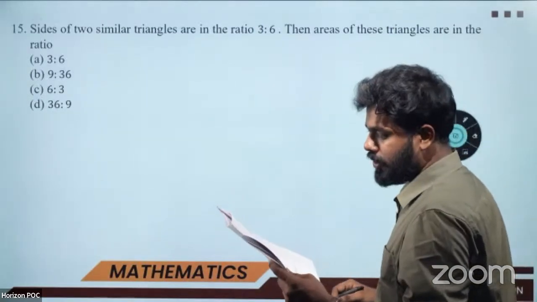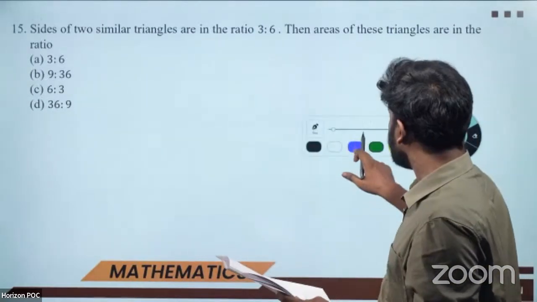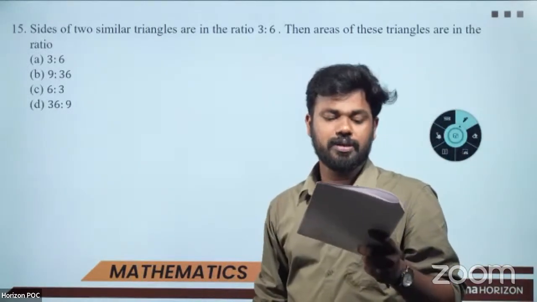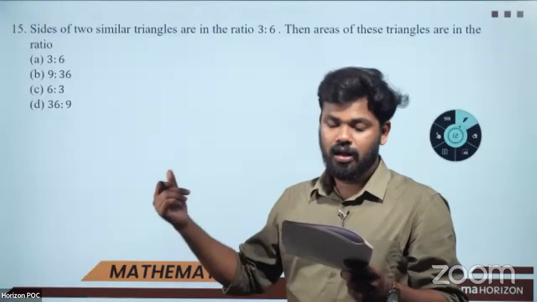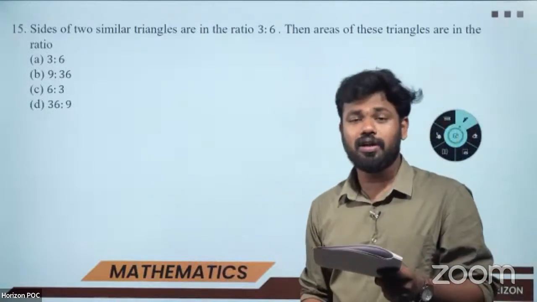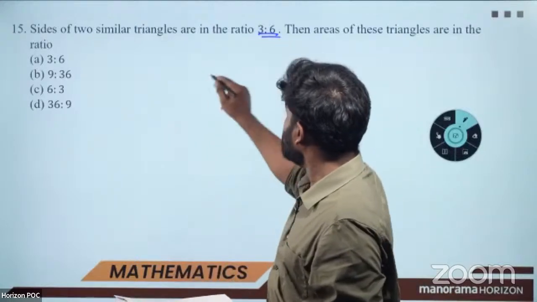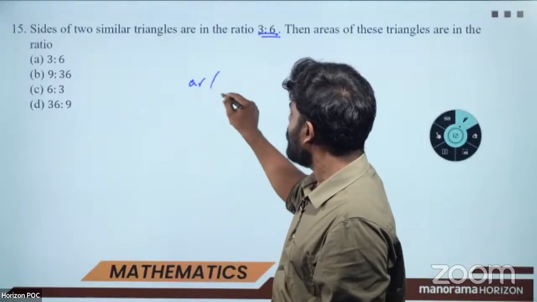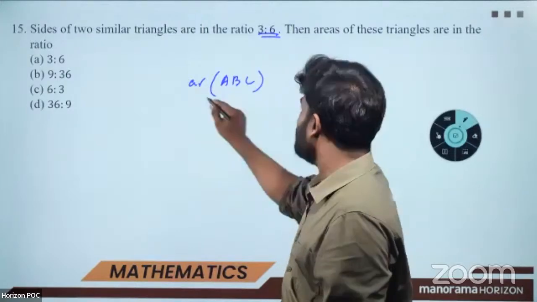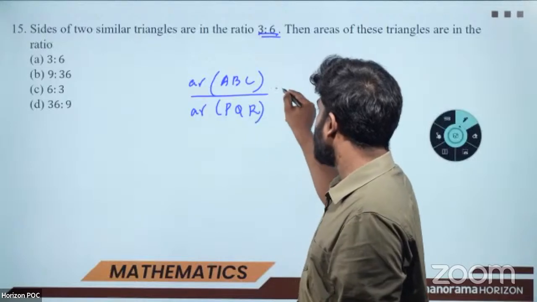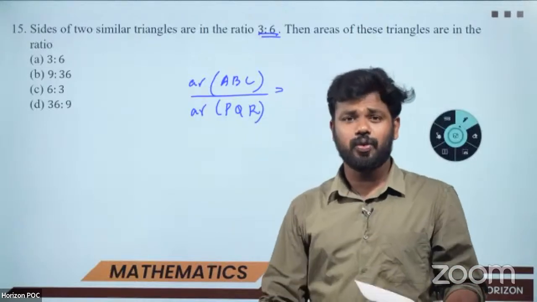Yeah, 15th one. Sides of similar triangles. We have already discussed the sides thing before, right? So sides of similar triangles are in the ratio 3:6. So what is the ratio of the areas of these triangles? You have 3:6 as the sides. Let's take the triangles as ABC and PQR. The general way of taking two triangles is always ABC, PQR, or XYZ.